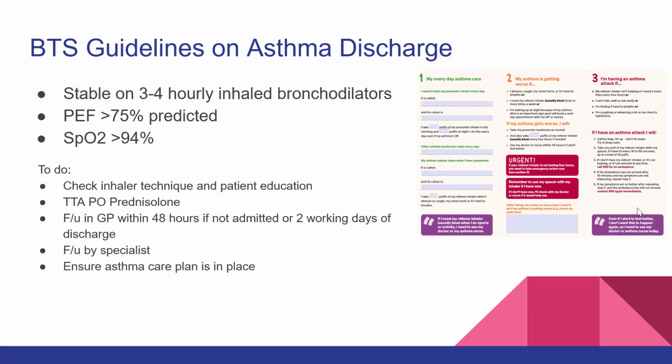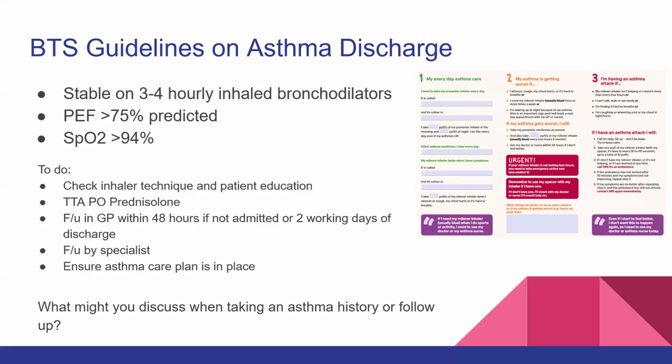So this is one version of what an asthma care plan can look like. There are some different versions, but essentially it says: this is my normal inhaler, this is how I take it. I also take this. If my asthma is like this, then I know I have to do this. And then it has some safety netting as well. So really important to go through that as well.